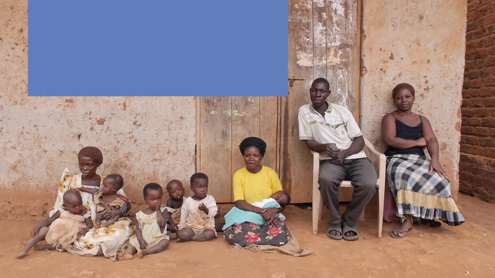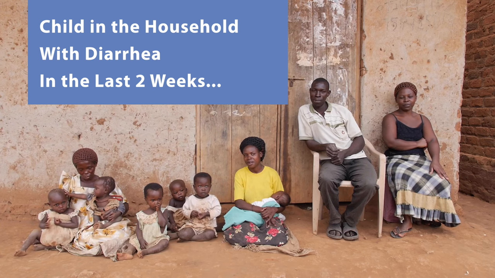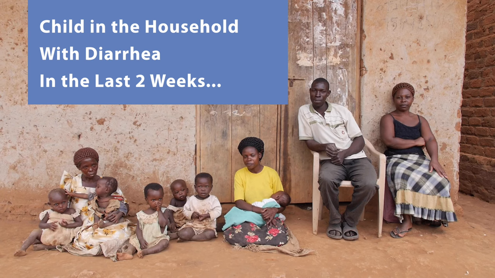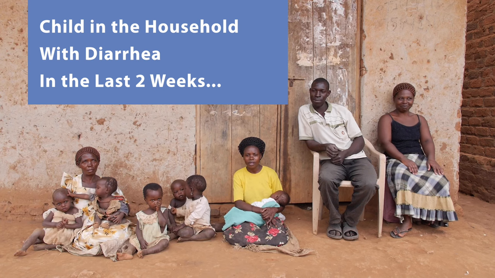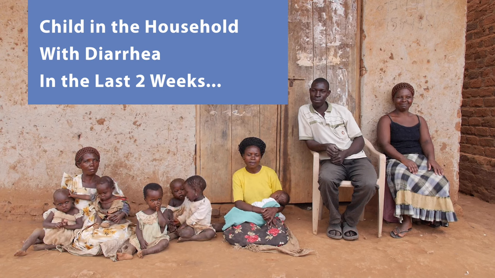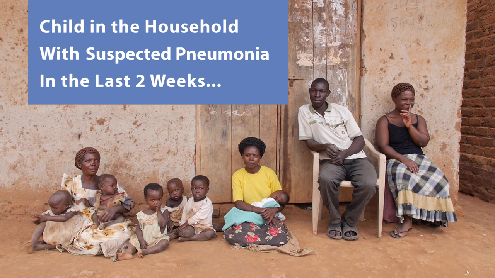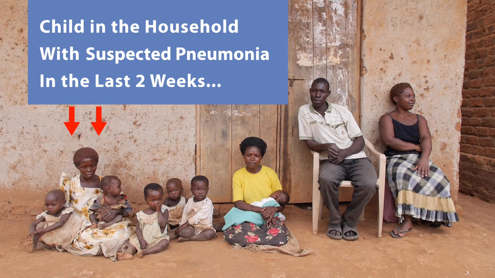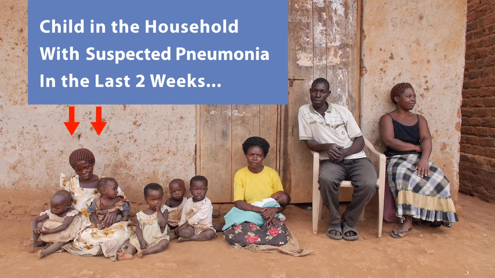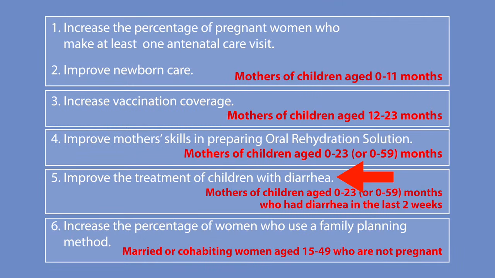If there is a child in the household who has had diarrhea in the last 2 weeks, then it is important that we collect this information. The number of children with diarrhea is relatively small compared to the total population of children, so it's a good idea to sample these cases as you find them. The same applies when there is a child with suspected malaria or suspected pneumonia. In any of these cases, a mother who has already been interviewed for one questionnaire can also be interviewed for a second questionnaire concerning, for example, diarrhea. Or a second mother can be interviewed. However, we must never interview more than once for the same condition in a single household.